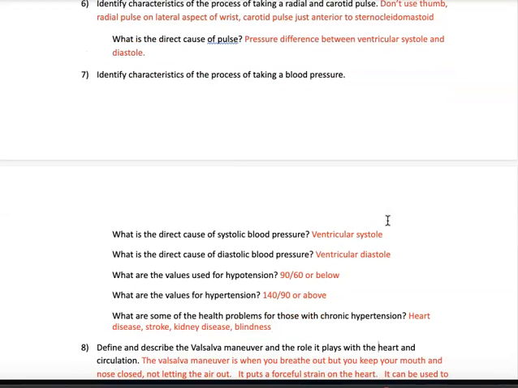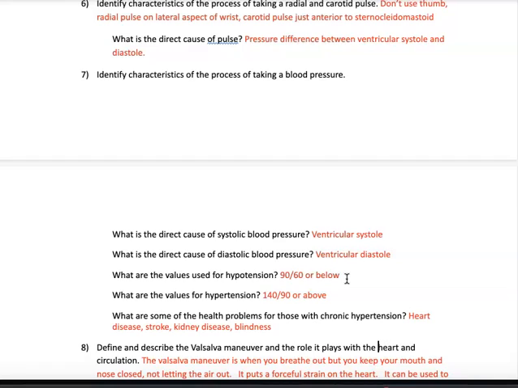What causes systolic blood pressure is ventricular systole. The direct cause of diastolic blood pressure is ventricular diastole. Definitions of systole and diastole we will go over in lecture. If we haven't done them yet, I will go over them in lab. Values for hypotension, blood pressure that's low, which can cause problems with lightheadedness, are 90/60 or below. Values for hypertension are 140/90. The average blood pressure is 120/80.